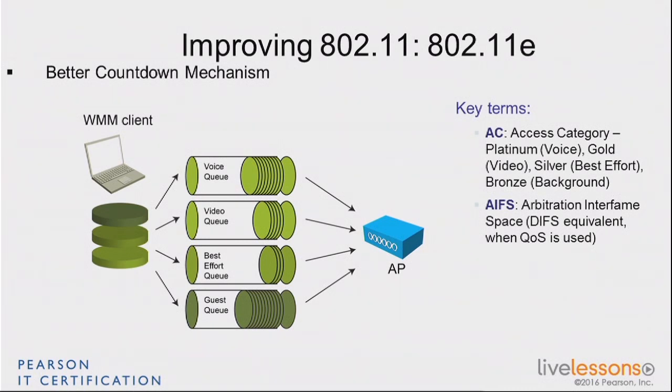Then, of course, you're going to drop frames in each of these categories, and all these categories are going to count down in parallel. The trick is that the voice queue is going to pick up a number in a range that is much smaller than video or best effort or background. The more important the traffic, the smaller the contention window from which you'll be picking numbers.